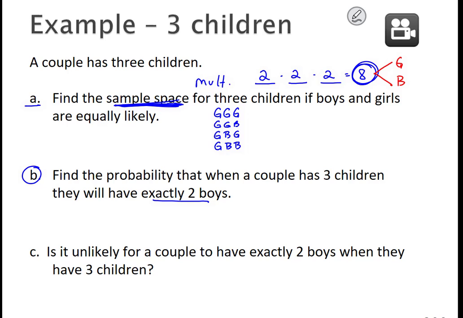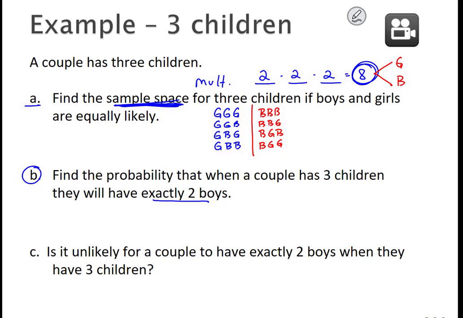But now we can just go back and flip-flop these. Instead of 3 girls, we can have boy, boy, boy. Instead of girl, girl, boy, boy, boy, girl. Instead of girl, boy, girl, boy, girl, boy. And instead of girl, boy, boy, boy, girl, girl. And so we now have the 8 different outcomes of the possibilities of having 3 children. Again, this is the sample space. But now that we've done that, we can answer the question in part B.